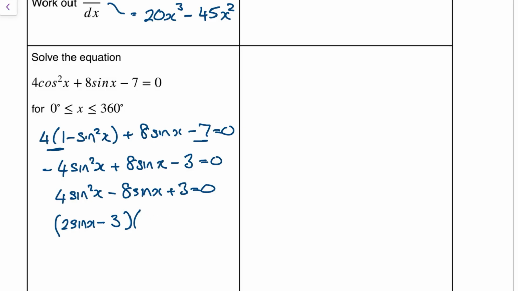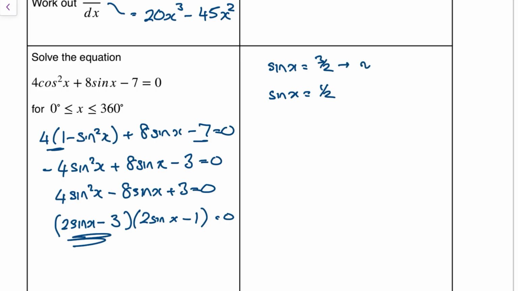Let's write the whole thing a bit neater. So 2 sine x minus 3, and 2 sine x minus 1. Which means, because I still haven't finished, that sine x is equal to 3 over 2, or sine x is equal to a half. Well, 3 over 2 gives me no solutions because it's greater than 1. So all I want is sine x is equal to half.